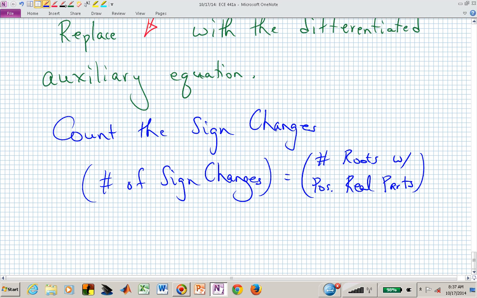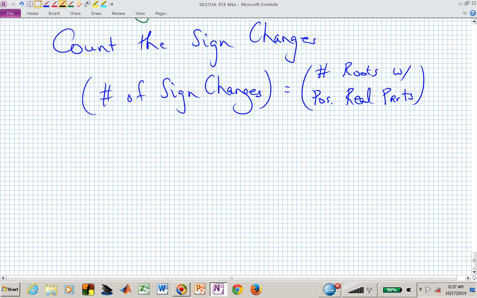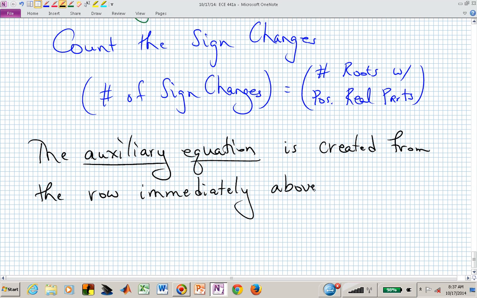And now let me just say that the auxiliary equation in that third possibility is created from the row in the Routh array immediately above the all 0 row.